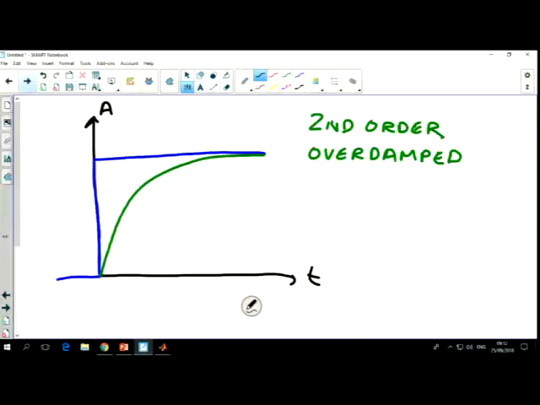Underdamped. What does that do? Overshoots and then oscillates to get to a steady state. Okay, so you get underdamped. Of course, they might not all reach this final value. So that's underdamped. Good.